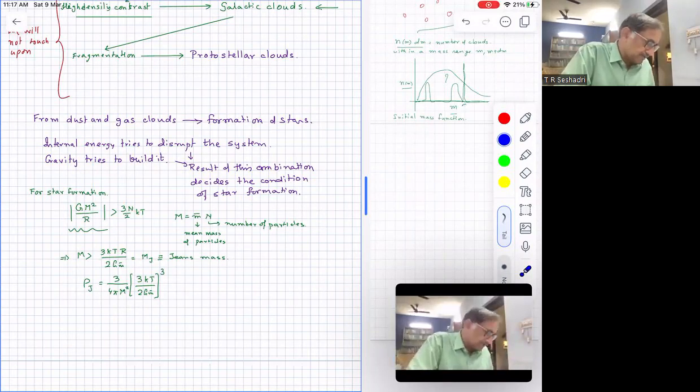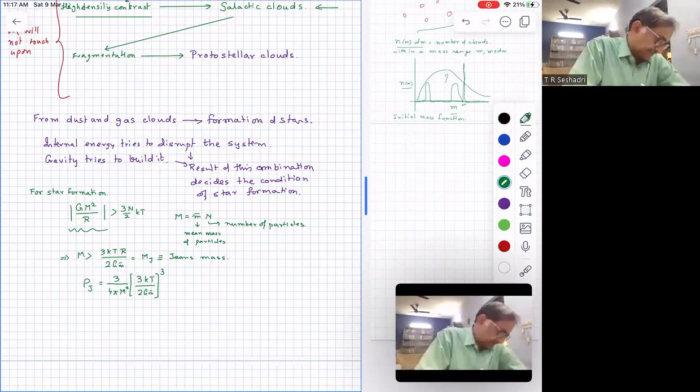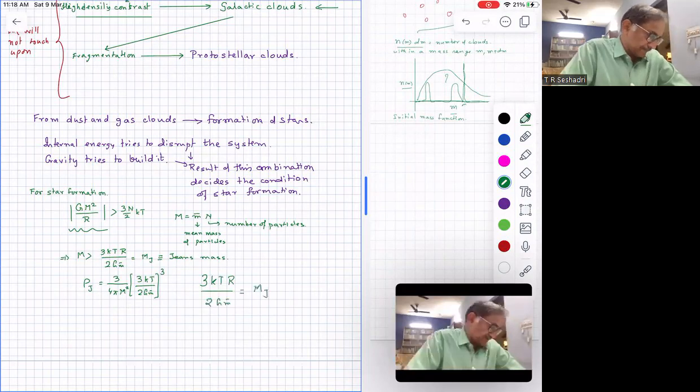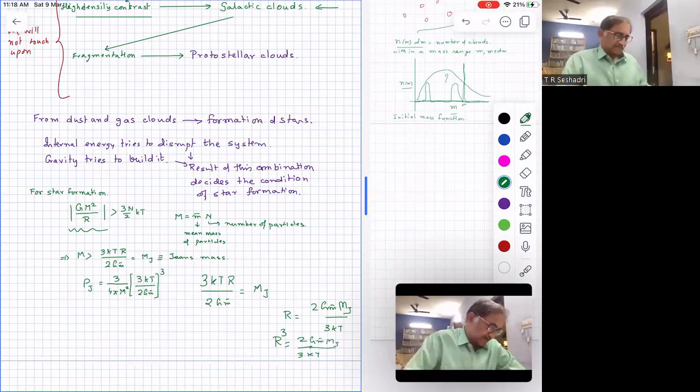Now what I can do is write: 3kTR by 2G m bar is equal to MJ, which means R is equal to 2G m bar MJ by 3kT. R cubed is equal to 2 by 3kT G m bar MJ.